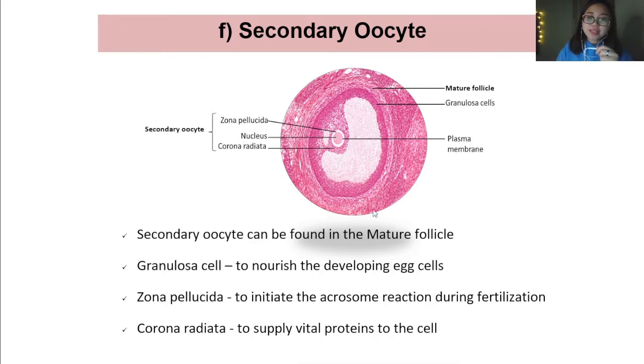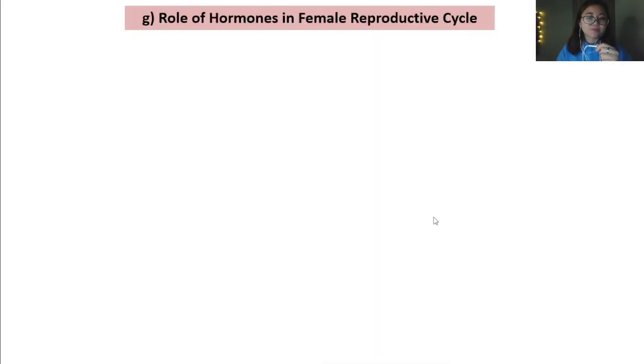Okay, so that is the structure of the secondary oocyte. I hope that you'll be able to label it and at least identify which part is which. All right, so like I've said before, when we're talking about reproduction and development, we are always relating it back to hormones. So in the female reproductive system, we have 5 hormones that are involved. So let's have a look at each of those hormones.